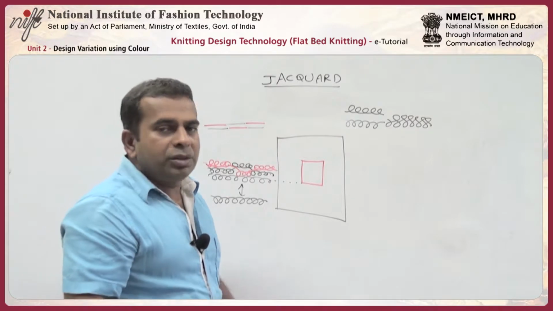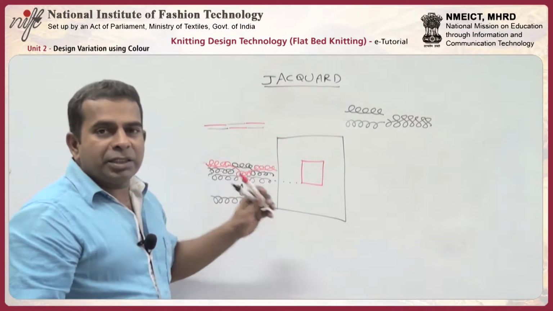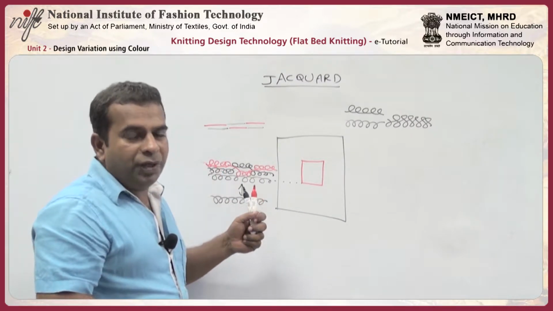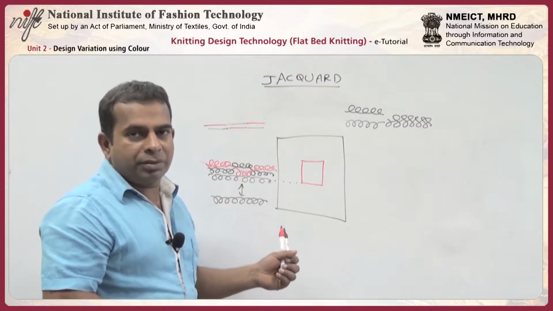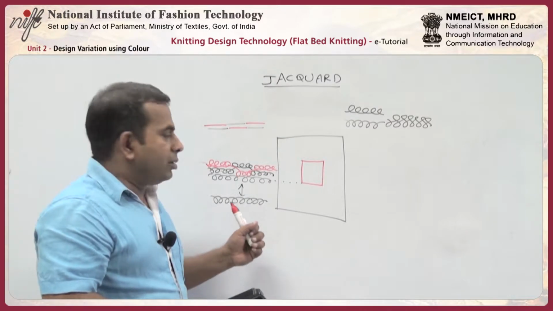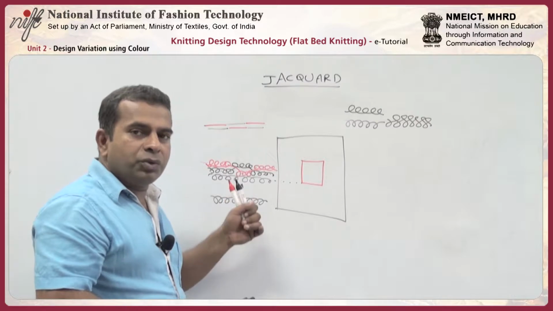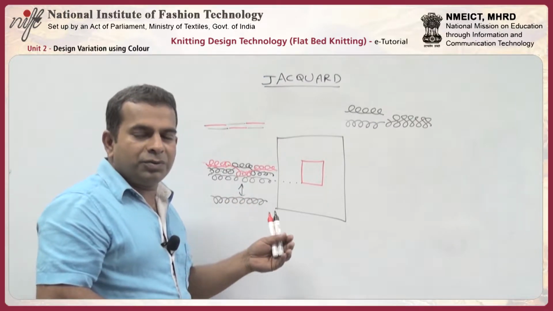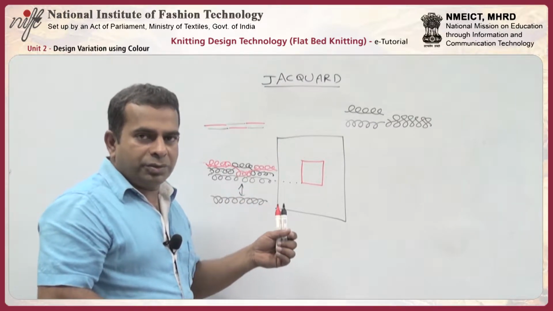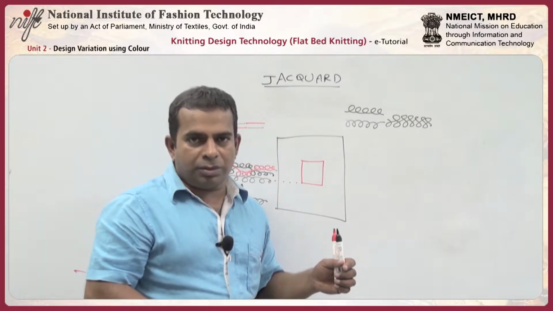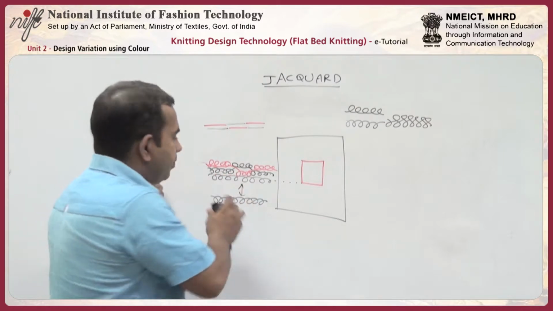Now let's imagine our yarn is expensive, or we want a thinner fabric, either way. So we want to reduce the yarn usage and also we want to reduce the weight of the fabric and the thickness of the fabric. In that case, we need to go for single jersey jacquard. Now this is a double jersey jacquard.